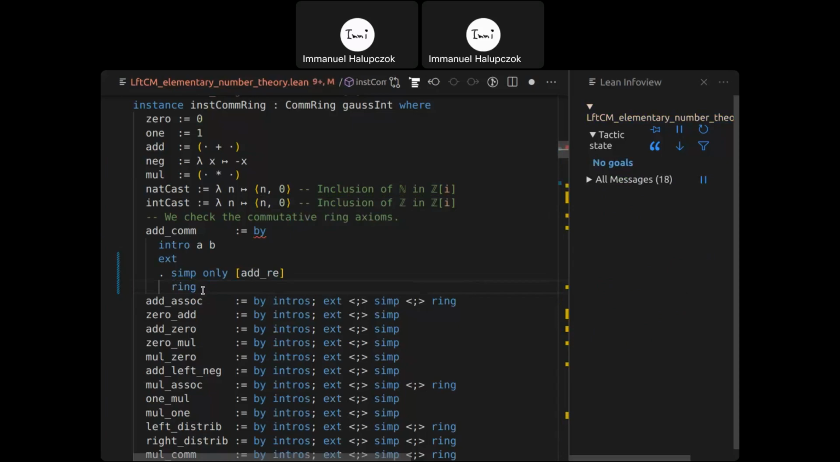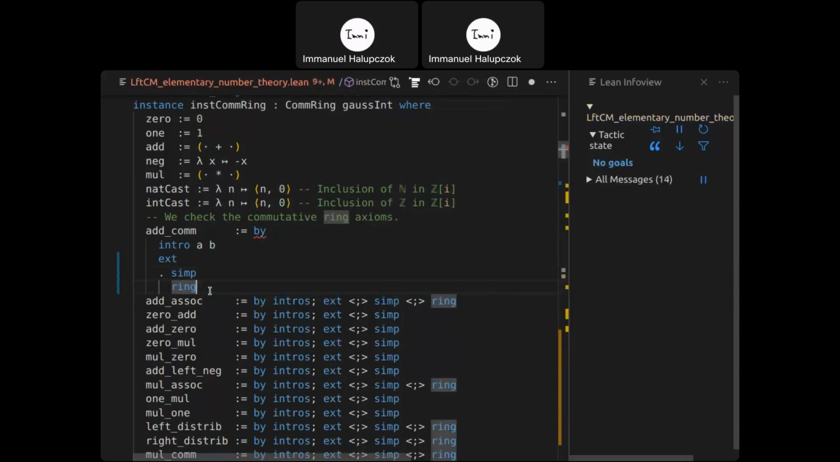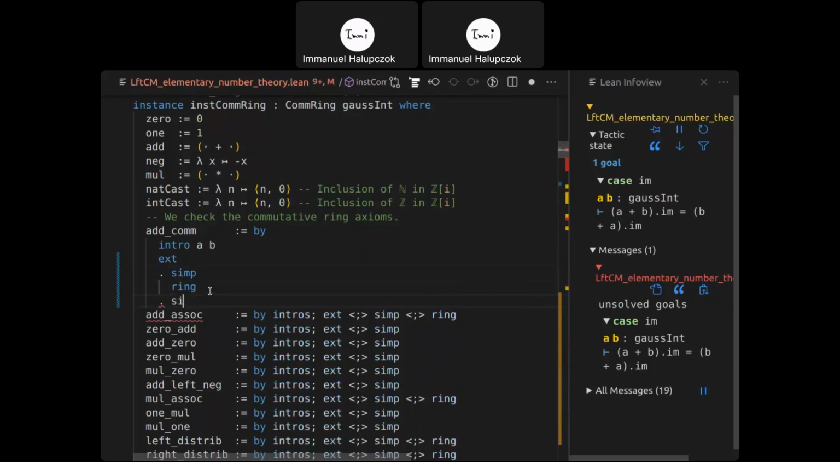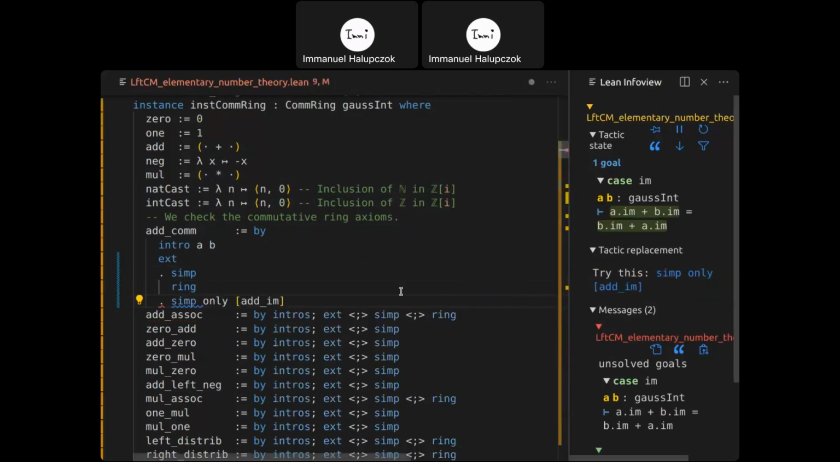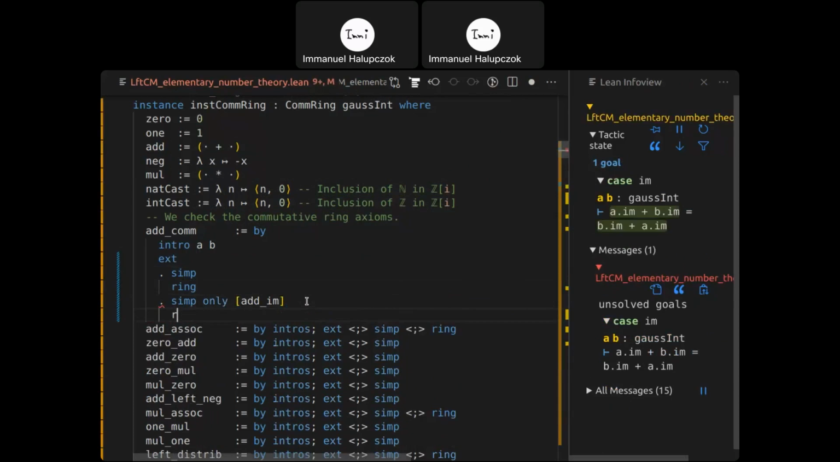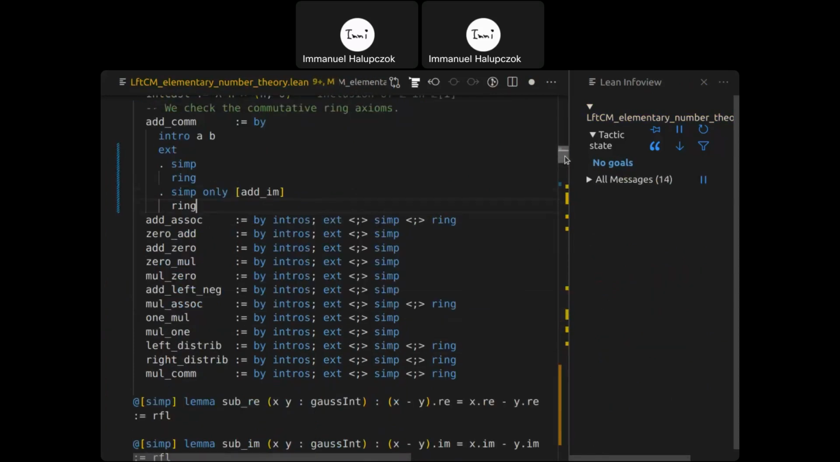And similarly, if I don't want to write this explicitly, I can just do simp. Okay. So now I have to do the same for the imaginary part. If I try simp only, it will tell me that the lemma I'm using is add im, and then I can again use ring to close the goal. So essentially, this is what's going on in each of these. So let's see how to compress all of this.